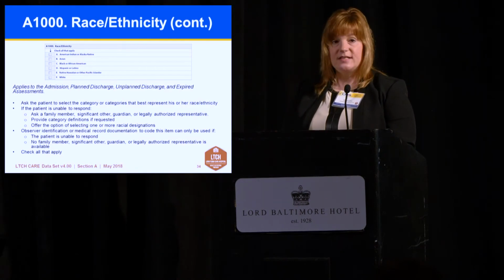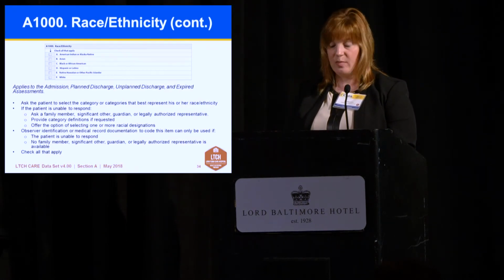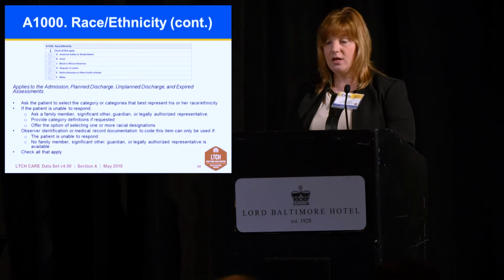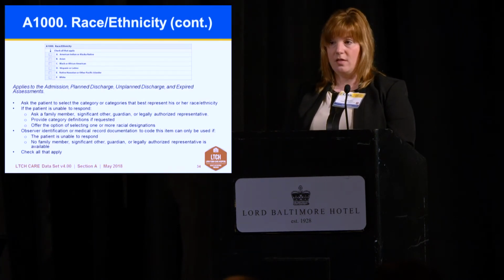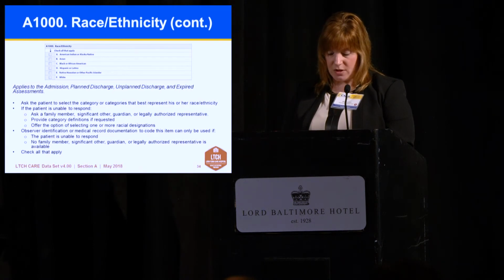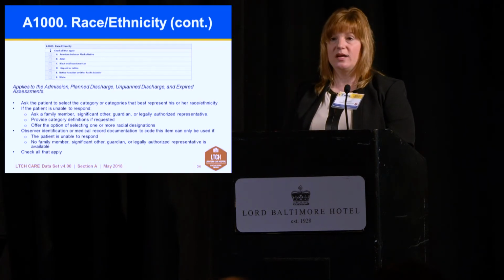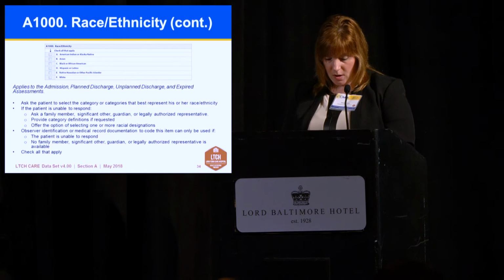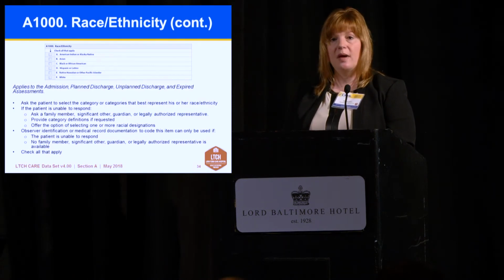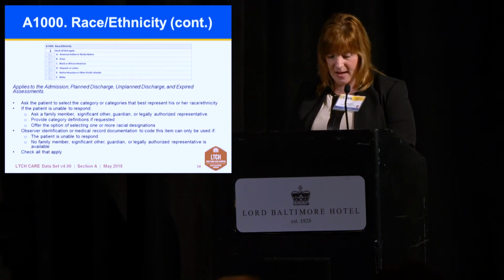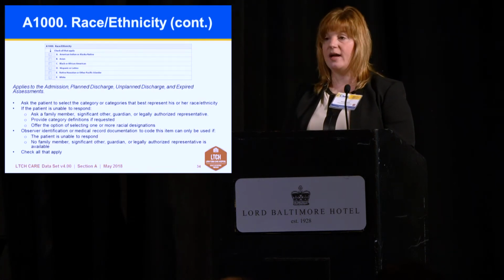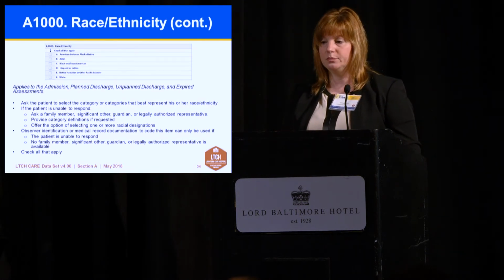Provide category definitions to the patient, family, significant other, guardian, or legal authorized representative only if they request them. Offer the option of selecting one or more racial designations. Observer identification or medical record documentation to code this item can only be used if the patient is unable to respond and/or no family member, significant other, or legal authorized representative is available.